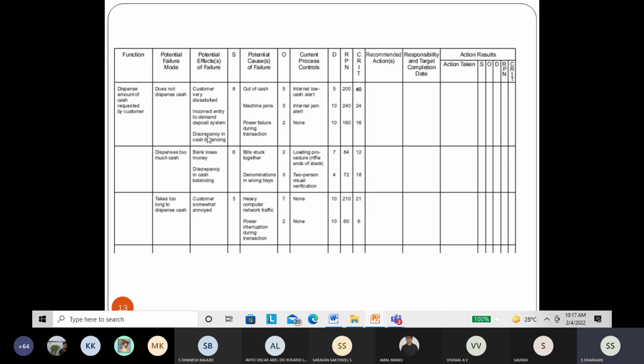Next, incorrect entry, because you know very well, in an ATM this will happen. Money will not come, but it will be subtracted from your account. Immediately a message will come. 10,000 rupees will not come, but on your phone the message will immediately come that 10,000 is deducted, debited from your account. You know what is credit, what is debit.